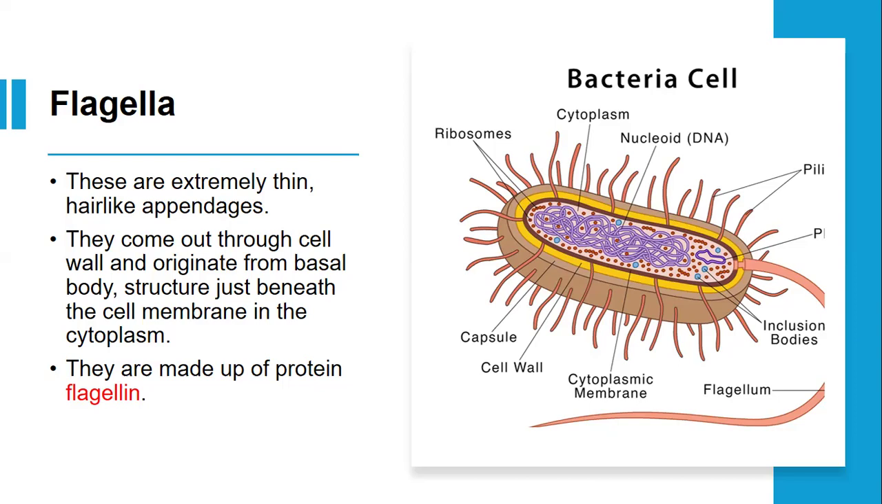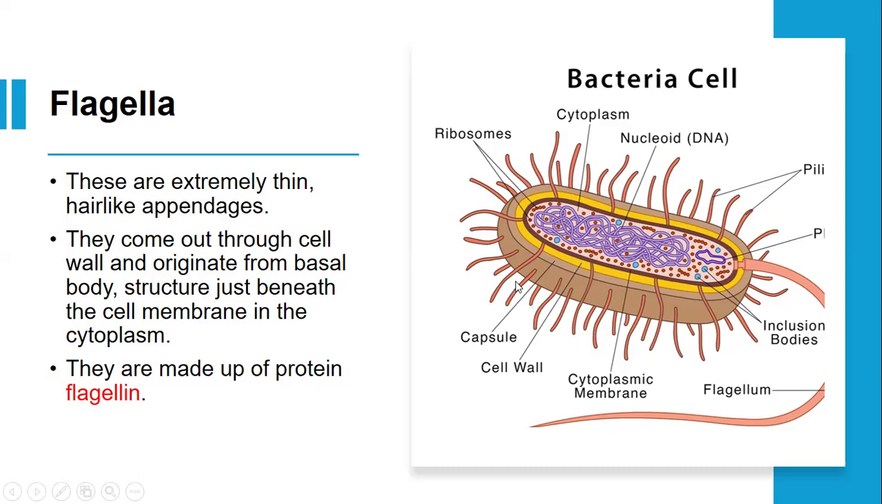They come out through the cell wall and originate from the basal body, a structure just beneath the cell membrane in the cytoplasm. Flagella is the plural, whereas flagellum is the singular. If only one flagellum is present around the bacterial cell, it is known as a flagellum, and if many flagella are present on the outer surface of the bacterium, they are known as flagella.